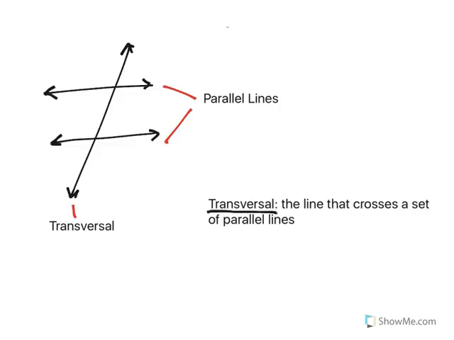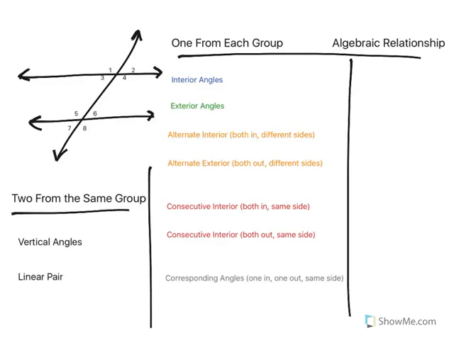So we are learning the transversal today. A transversal is a line that crosses two parallel lines. When we have a transversal that crosses two parallel lines, we can classify the angles in a transversal with a few different names.